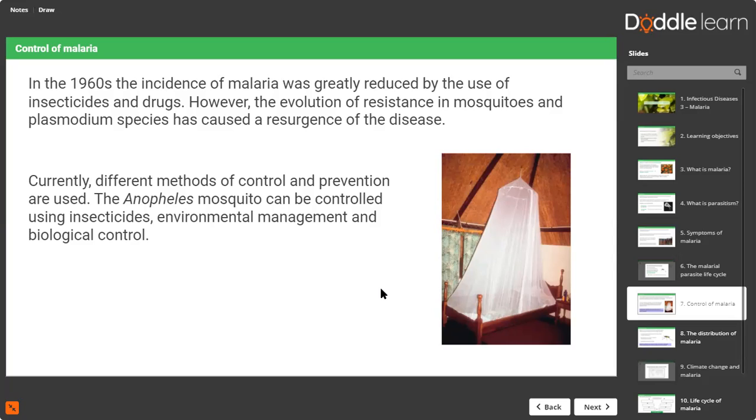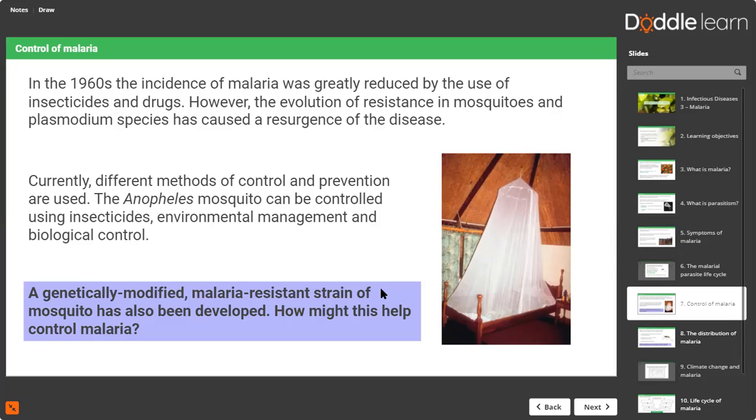Environmental management and biological control. So a genetically modified malaria resistant strain of mosquito has also been developed. This might help control malaria under the idea that if we release them into the wild and they breed together, eventually these malaria resistant mosquitoes would hopefully become the dominant variant in the communities that are there, and so we'd have less transmission of malaria to individuals, and then hopefully the mosquitoes that are able to carry malaria would slowly start to die out.